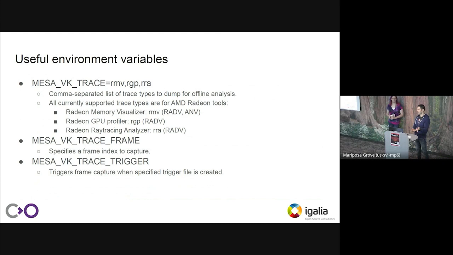So once you have set up this environment variable, you then have another variable that you can use to specify when you want to capture, and that's MESA_VK_TRACE_FRAME. Here you just pass the frame index that you want to capture, and it will just capture that. Or if you want to have some kind of more dynamic control over the exact moment where you want to capture the trace, you can use MESA_VK_TRACE_TRIGGER, and here you pass a path to a file, and when that file is created, it will automatically trigger the capture.